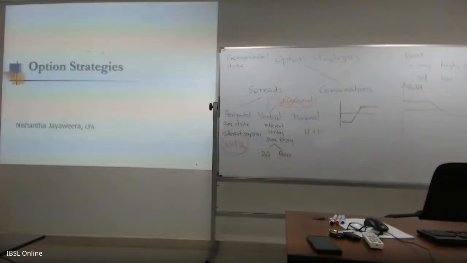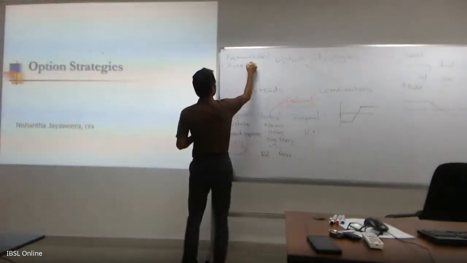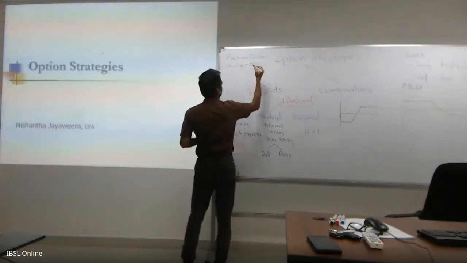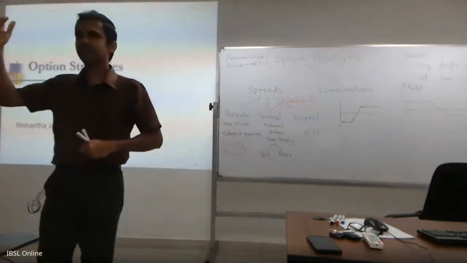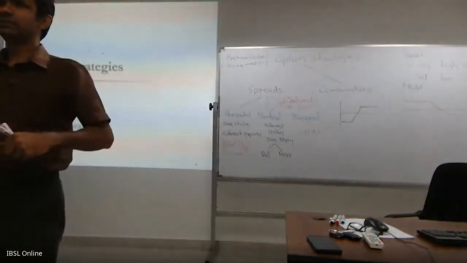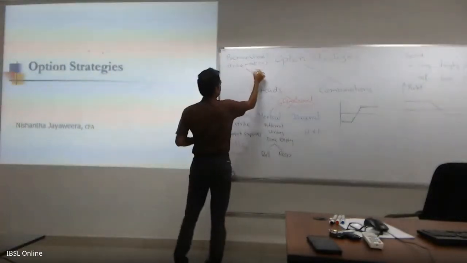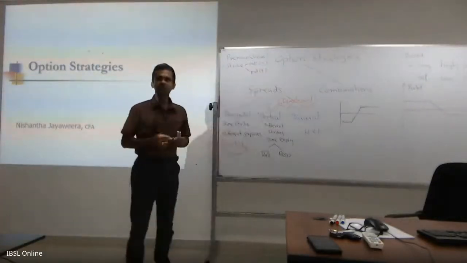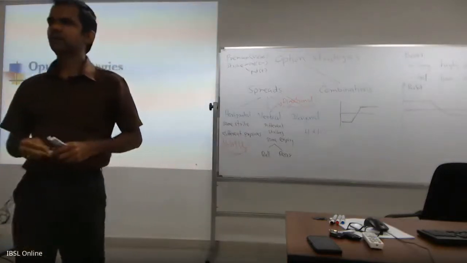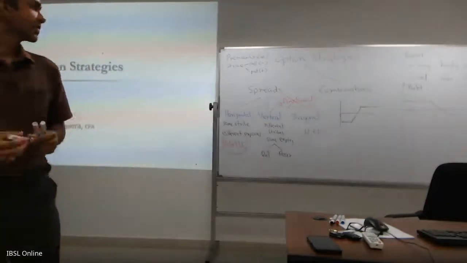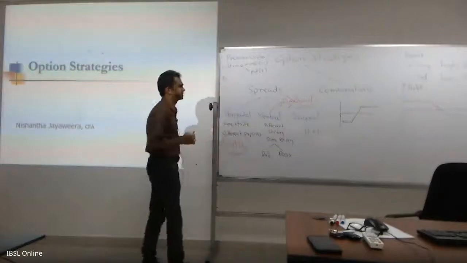So in a call option, the strike has a negative relationship with the premium. Higher the strike, lower the premium. But in a put, it's the other way around. When the strike is high, premium is high. What is the second?